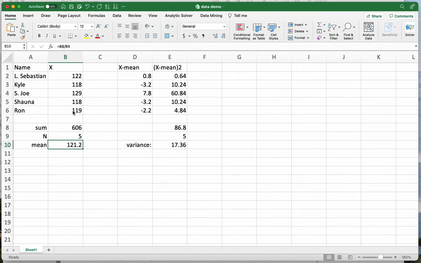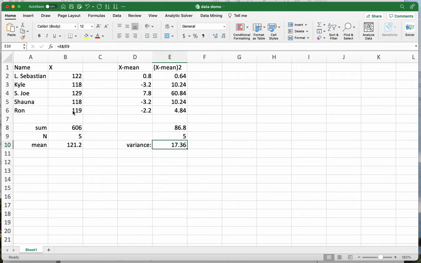Okay? Obviously, the mean went up by 100 points. It used to be 21.2, now it's 121.2. But the variance stayed the same because variance isn't about how big or low the mean is. The variance is how different the scores are. And on average, the squared difference between each score and the mean has stayed the same. Okay?